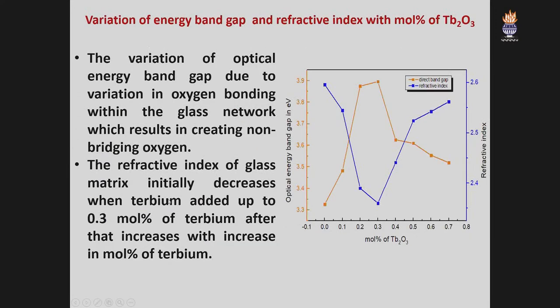From this we can see how the band gap varies with respect to terbium trioxide. For the optical band gap energy, you can see the direct band gap increases up to 0.3 mole percent, then it gradually decreases. You can see the variation in oxygen bonding within the glass network, which results in creating non-bridging oxygen. This is the reason why the energy variation takes place in both direct and indirect band gap.